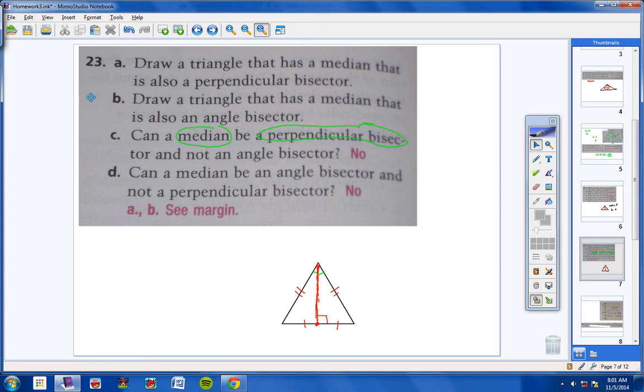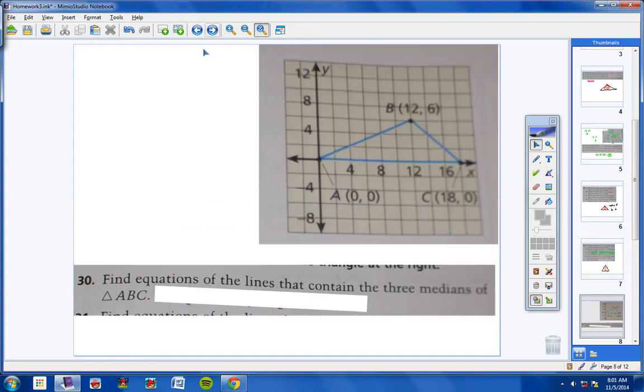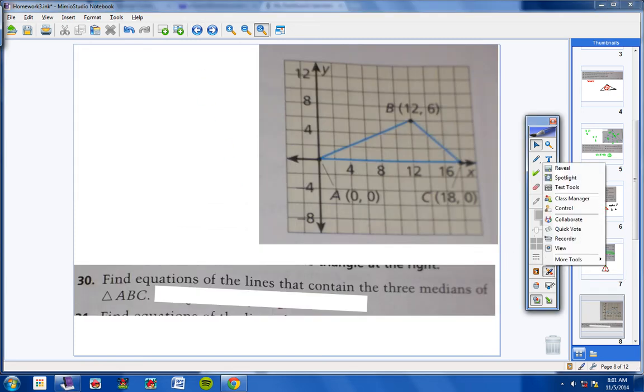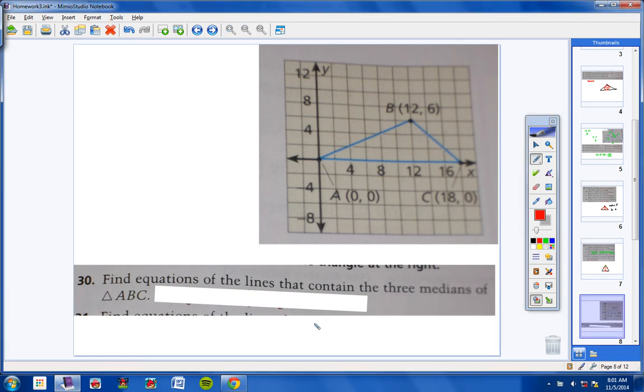All right, number 30, okay. For number 30, I told you to find the median that comes from vertex A. So here we go. Here's vertex A, and the median will go to the midpoint right here. Let's draw that line.